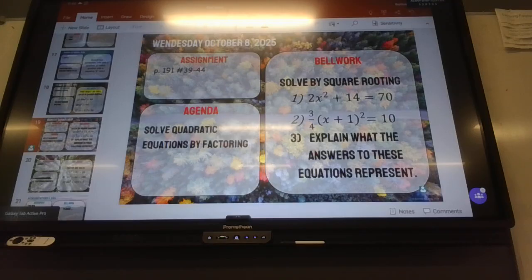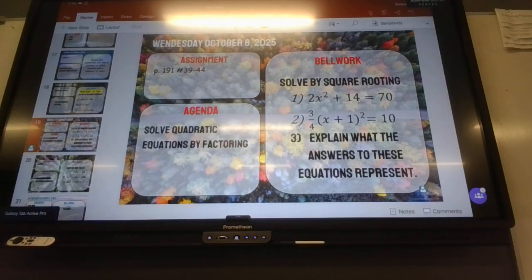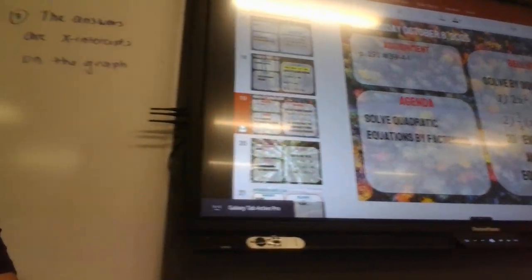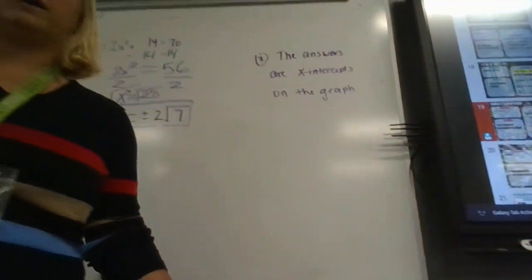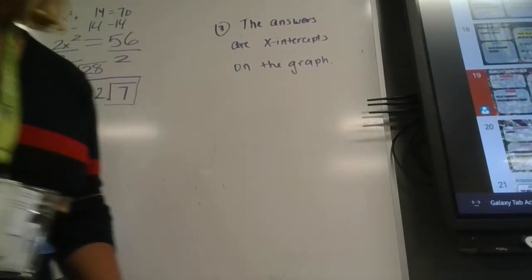Quadratic. The answers represent x-intercepts on the graph. Number 3, skip that. Number 2, explain with the answers. The answers are x-intercepts. Yep, you guys are factoring today. We've already covered factoring. Second week of school.